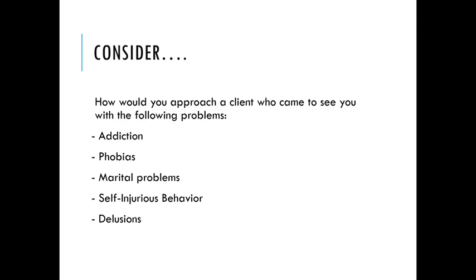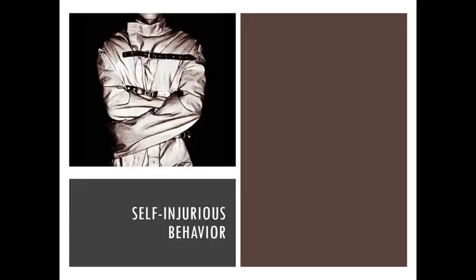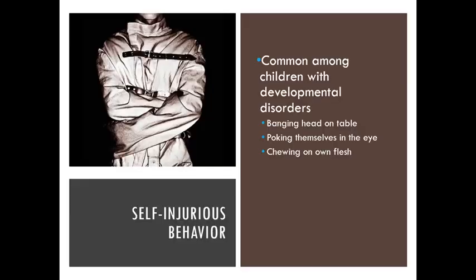These are actually all areas of psychology where we can use operant conditioning to help decrease the sources of stress in a client's life. To start, I want to look at self-injurious behavior. This tends to be very common among children with developmental disorders, such as autism spectrum disorder, and usually takes the form of things like banging your head on the table, poking yourself in the eye, chewing on your own flesh. Those are in more extreme cases.